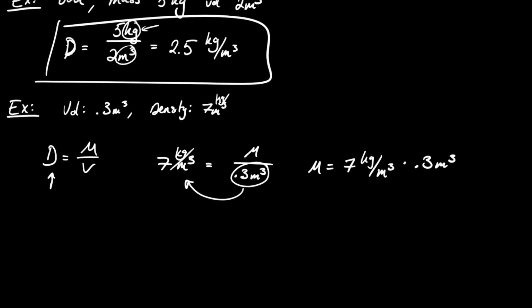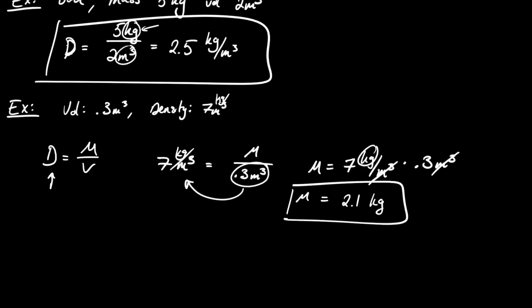Now again, we're going to keep track of the units, see what cancels. Some things will, some things won't. The meters cubed cancel against each other because one is downstairs and one's upstairs. And we are left with just kilograms, which is good because we're asking about a mass. So the result is 7 times 0.3, which is 2.1 kilograms is the mass of the ball. Excellent.